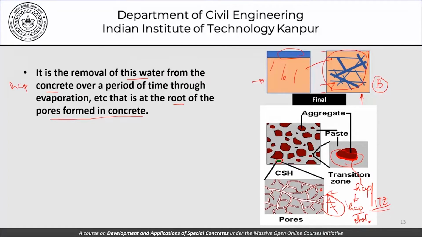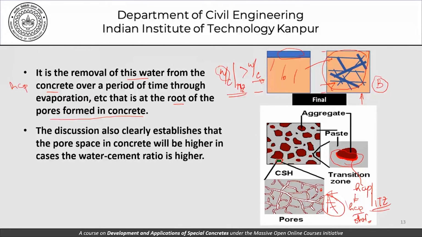When we said that the water cement ratio in the ITZ is higher than the water cement ratio in the paste otherwise, what it means is there is more water here in the cement paste, finally, in the hydrated cement paste at the end of it also.